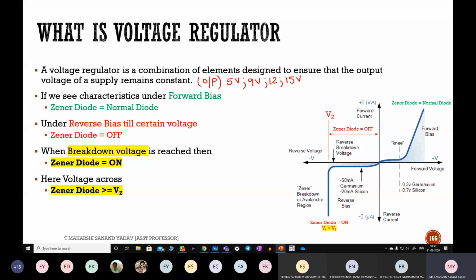If you see the characteristics under forward bias, the Zener diode case is same as normal diode. See, this is the case. Zener diode working is same as normal diode. And I think you know this. What is the cutoff voltage for silicon? 0.6, approx 0.7. Germanium is 0.3. So if you see here, this is something we call the knee voltage. So it will be 0.3 for germanium and 0.6 or 0.7 for silicon. So these characteristics are same for both Zener diode and normal diode within this region.